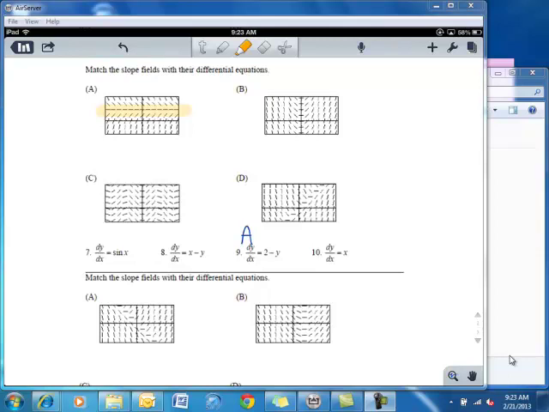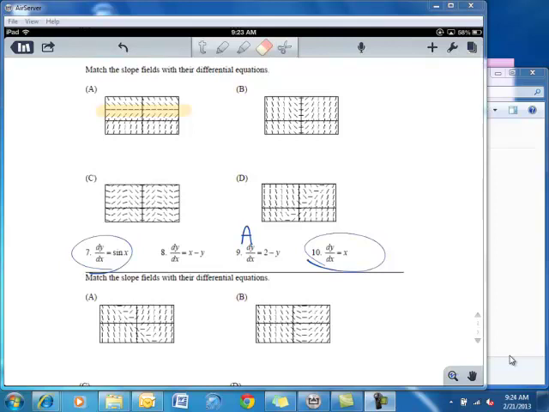Okay, let's take a look at B. What kind of pattern do you see on B? Horizontal, vertical, or neither? So that means dy/dx should only depend on x, which could be either 7 or 8 or 9. So that idea really didn't help us in the slightest, did it? Well, no. Oh, not 8, sorry, my bad. 7 or 10, because 8 has the y in there also. So that helped us, but it certainly didn't give us the answer as easily as number 9 did.